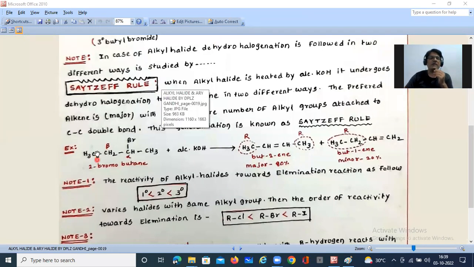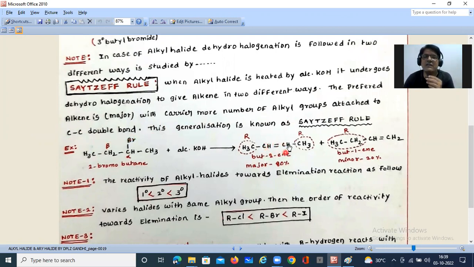Now it's good for you. The major product is the one with more alkyl groups attached to the carbon-carbon double bond. See here, this is the carbon-carbon double bond, and two types of products are obtained. Out of these two products, which one should be selected as the major product? The selection is followed with the help of the CLASS-XII rule. So here the carbon-carbon double bond is there, that means unsaturation.